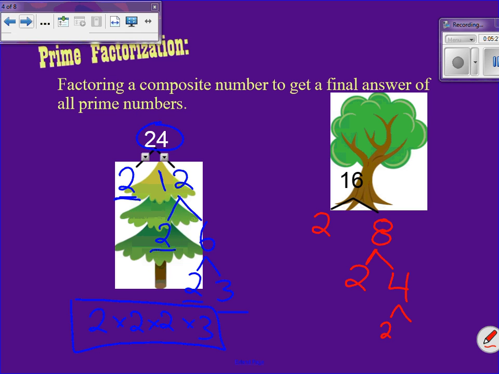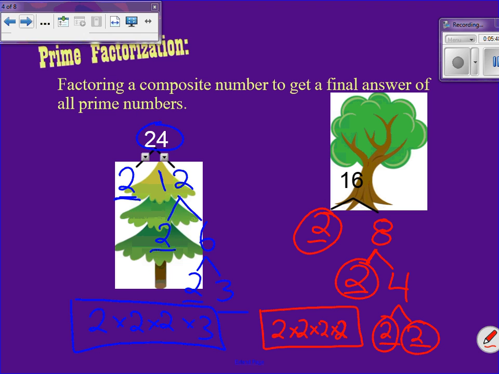2 times 2 equals 4. So now we have all prime numbers. So we're happy with this. So we want to write a final answer of 2 times 2 times 2 times 2, because we have 1, 2, 3, 4 2's. So we show that down here in our final answer. That is the prime factorization of 16.